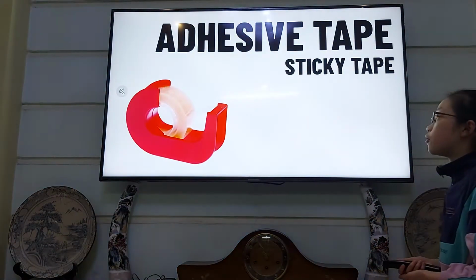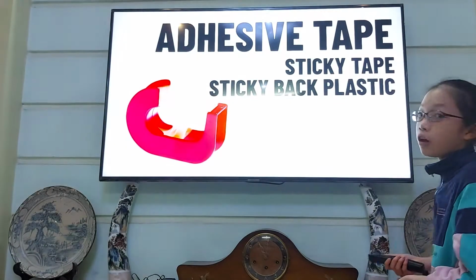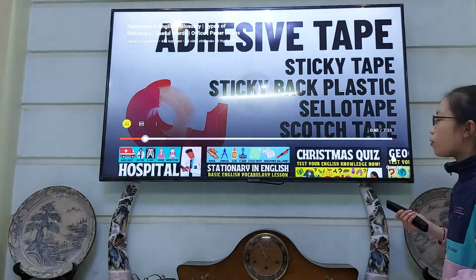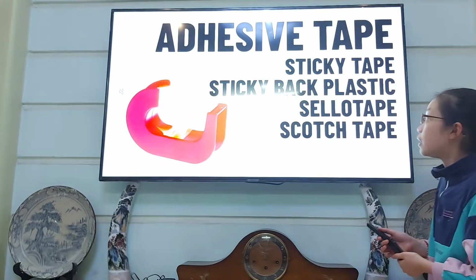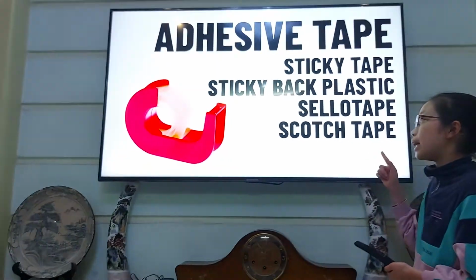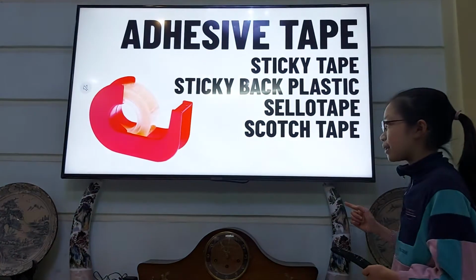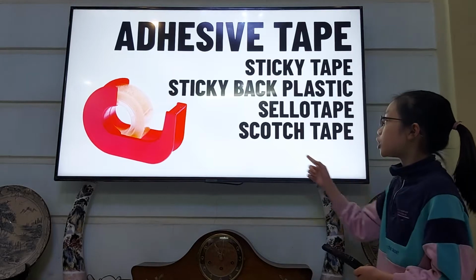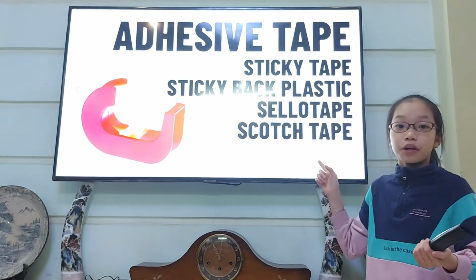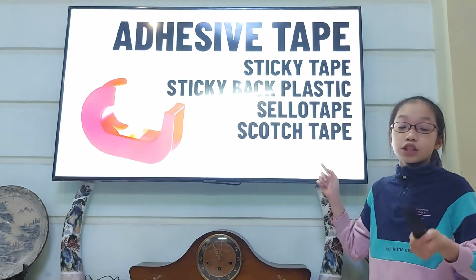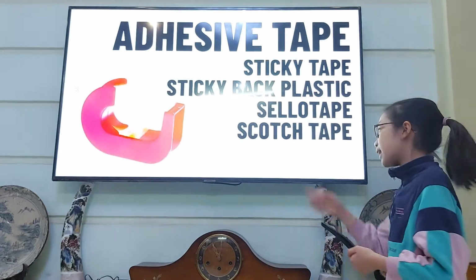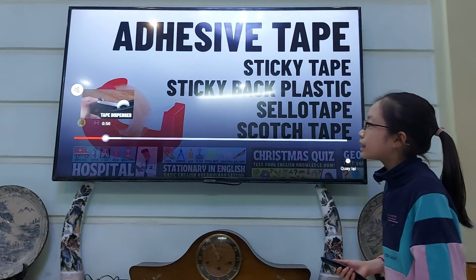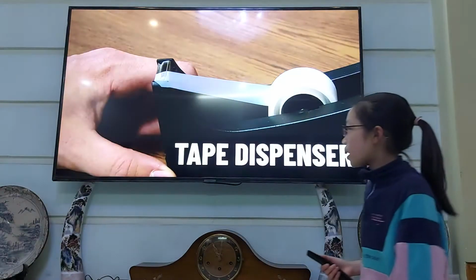So here is our first tool. It is called the adhesive tape. And there are also many names for this kind of tape as well. It can also be called sticky tape, sticky back plastic because this is made of plastic, cello tape, or Scotch tape. But you need to remember, this tape isn't made in Scotland. Yeah, they just call it Scotch tape for no reason at all. So yeah, let's go to another one.